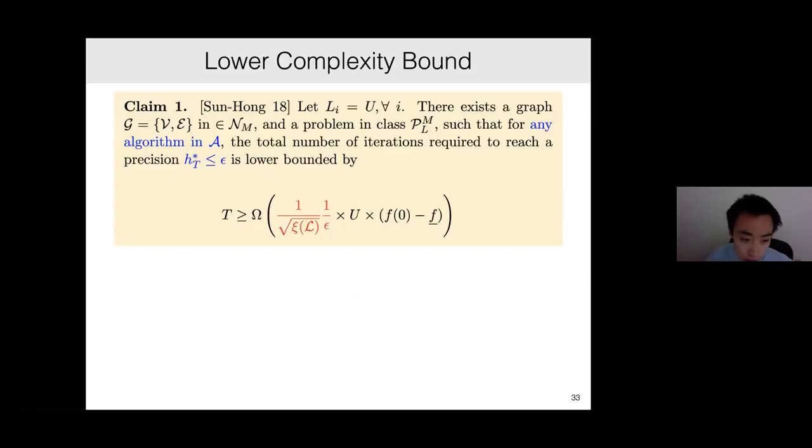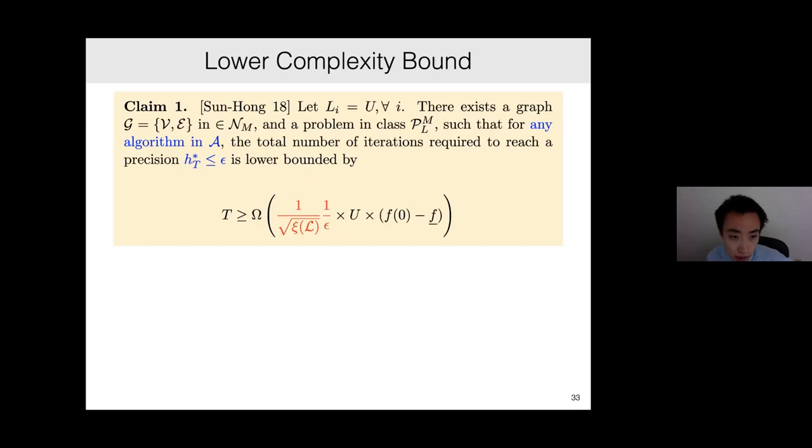So basically our question becomes more concrete. Using any algorithm in class A to solve problem P, what is the smallest number of communication rounds required to drive our solution quality below some epsilon? So let's look at our first main result. We show that for any algorithm in class A, there exists some very difficult problem in P, so that to drive that error below epsilon, we need at least that many communication rounds, which is 1/√KC times 1/epsilon.